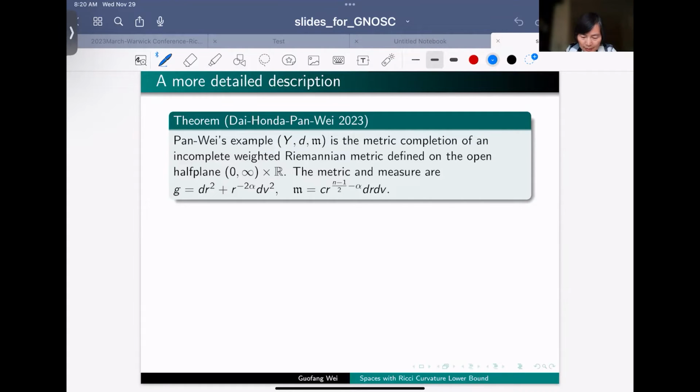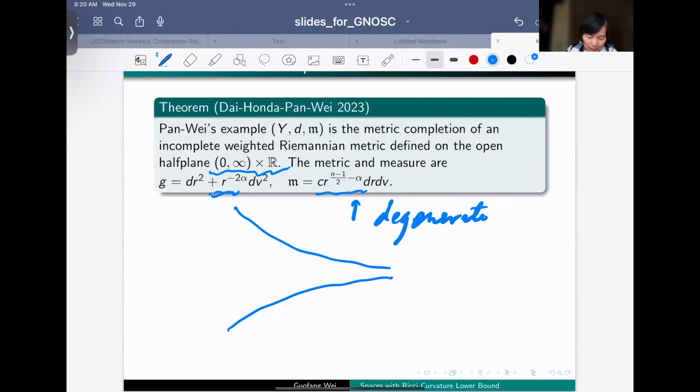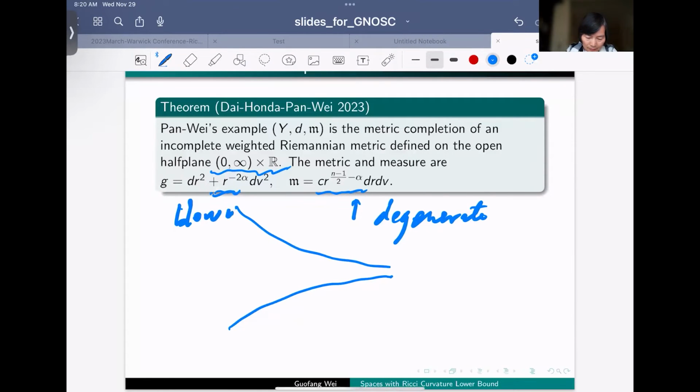You can think of this as just a half plane, and the metric is blowing up, something like this. This is blowing up, and the measure is degenerate, so m is bigger than alpha. This is degenerate, and this is blowing up. So everything is a very explicit, concrete description of these examples.